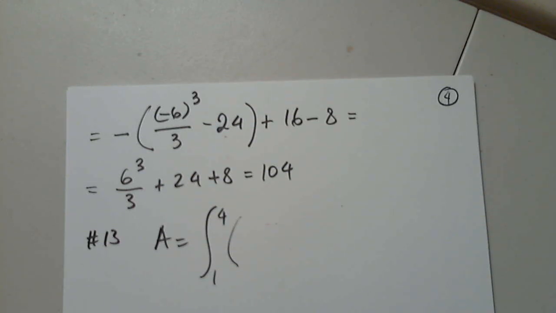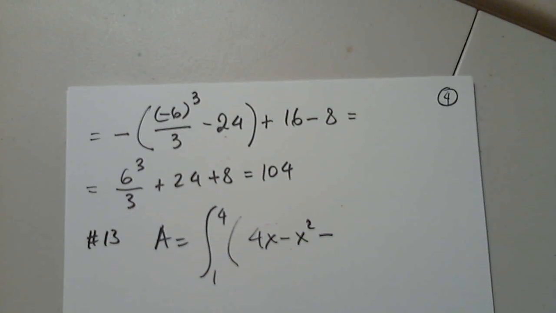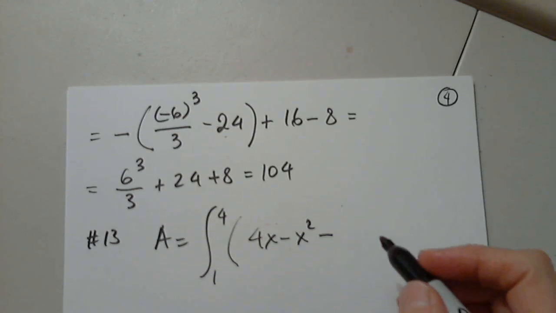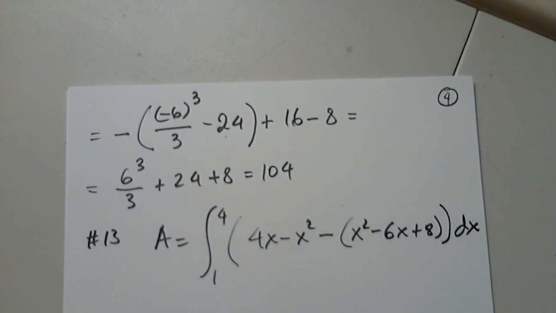G of x is the green one, so G of x is this piece. F of x is the one above. So here's f of x, 4x minus x squared. Now I have to subtract the one that is on the perimeter below the area, which is x squared minus 6x plus 8, and dx.